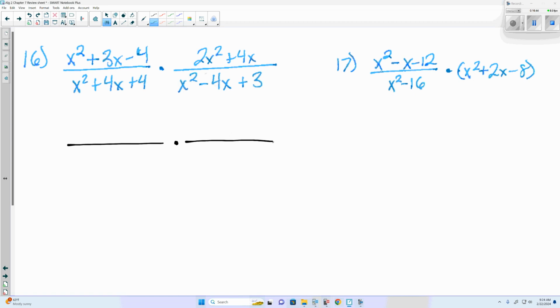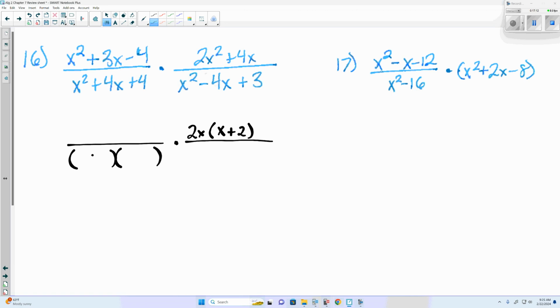2x squared plus 4x, because it has greatest common factor of 2x. We can factor it out, leaving us with x plus 2. Well, now we're hoping one of the denominators has a factor of x plus 2, yes? Which one do we want to look at next? X squared plus 4x plus 4.